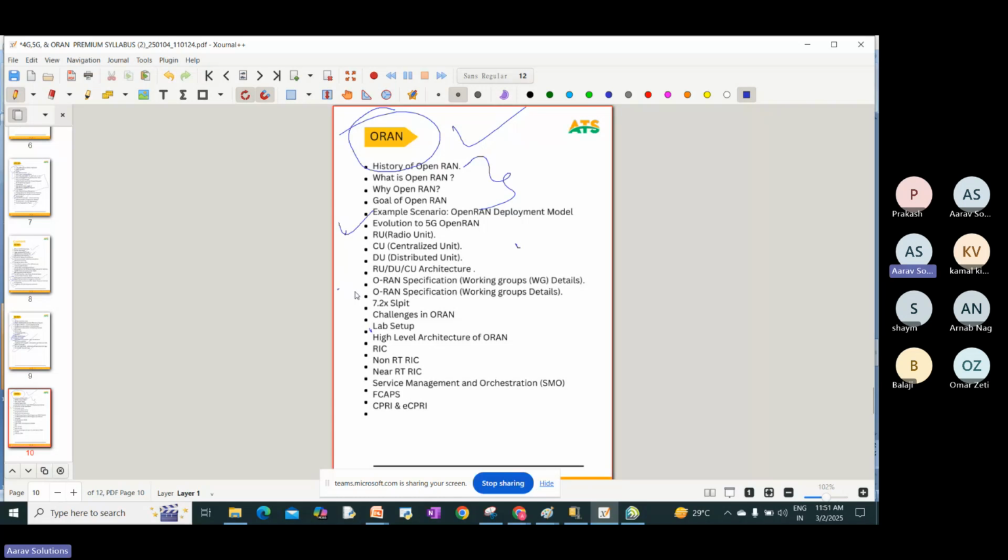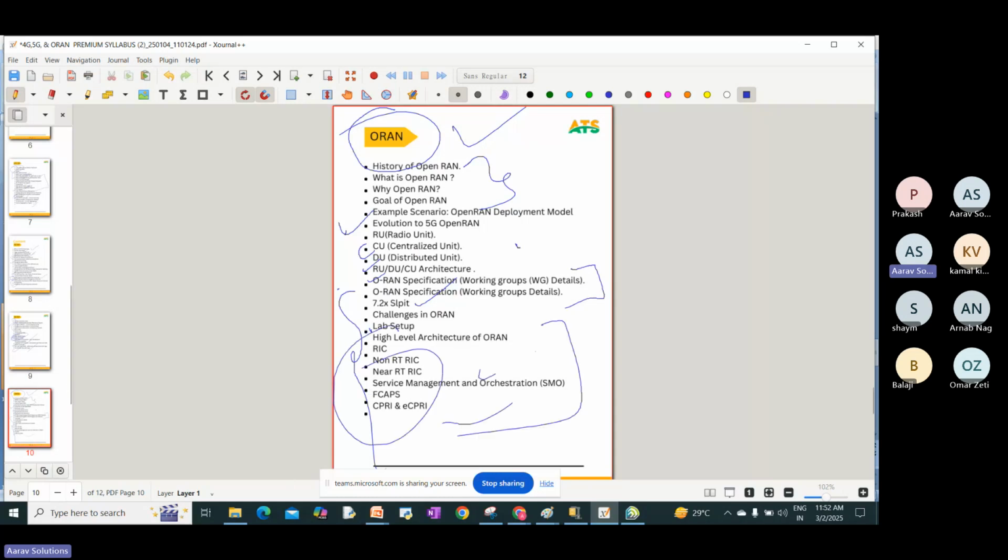Now the architecture, and the different splits we have. Network wise, we can divide the functionality of CU, DU, and RU. These three network elements we have. Earlier we were having RU and BBU. As compared to that, now we have RU, DU, and CU instead of RU and BBU. So we will see how we are allocating that functionality between these three nodes.